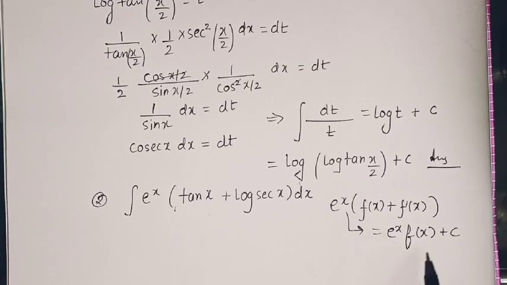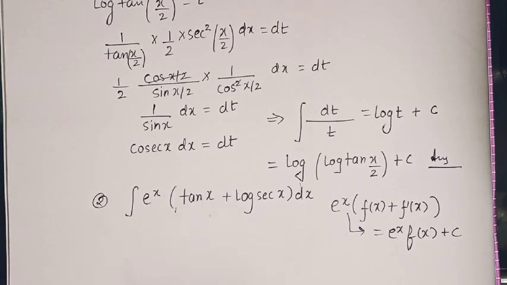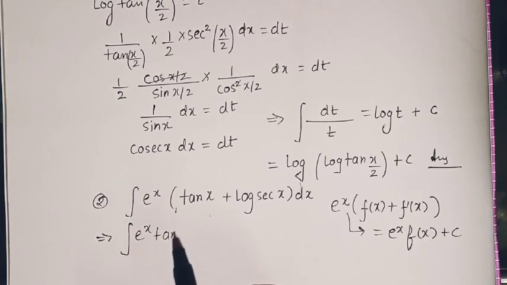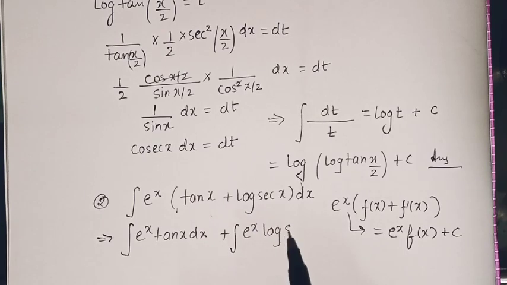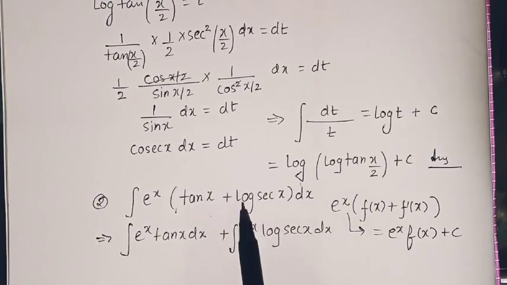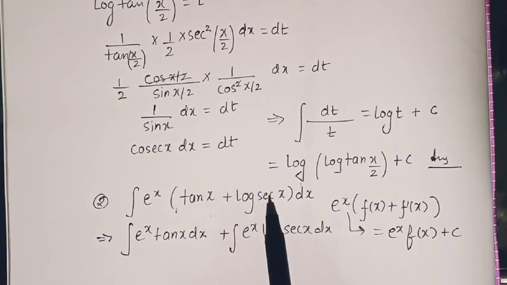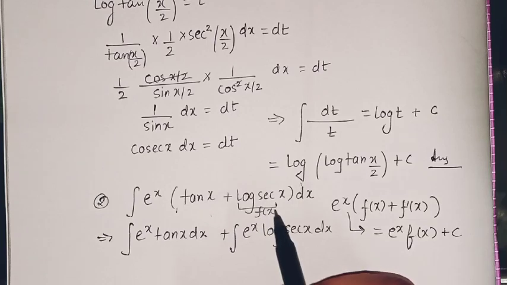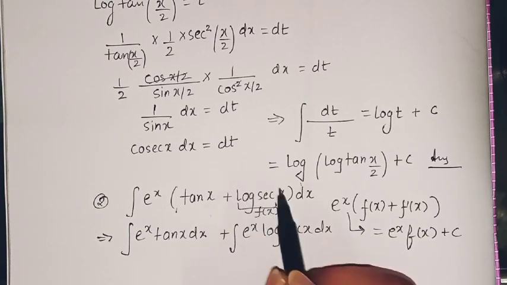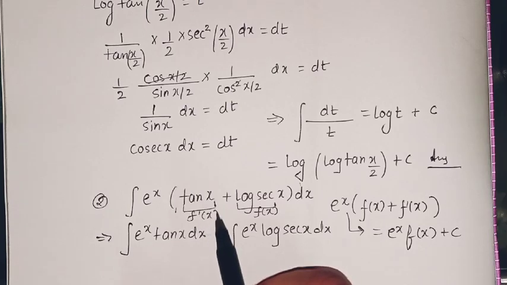You can't directly write this. It is just to verify if your answer is correct or not. So let us see how to do this question. This is integration of e to the power x tan x dx plus integration of e to the power x log sec x dx, I'll split it. And if I take f of x as log sec x, then the differentiation will be 1 by sec x multiplied by sec x tan x. So the derivative of this function is equal to tan x.